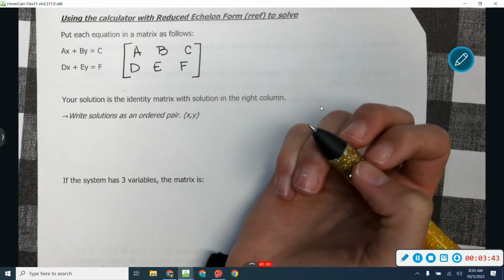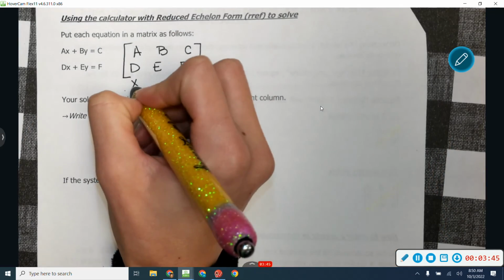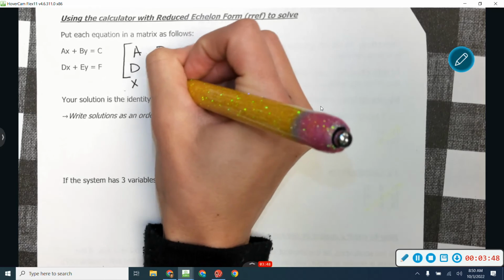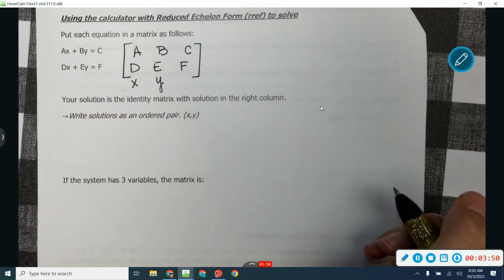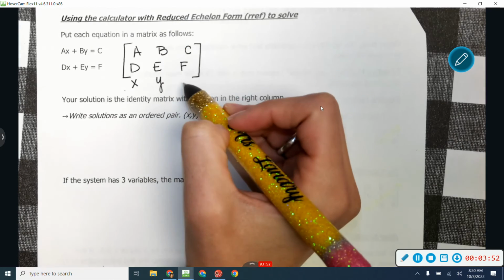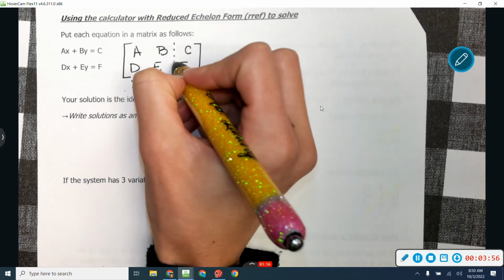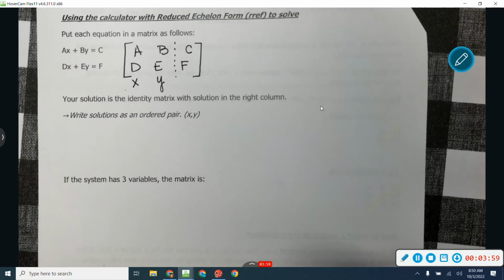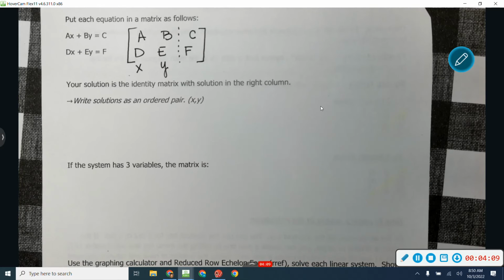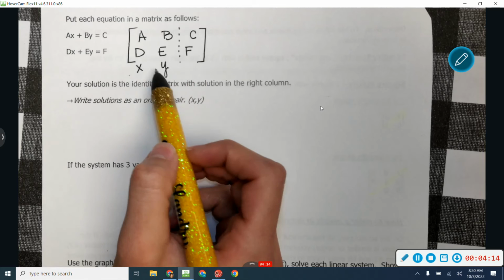Okay, so you're strictly doing numbers. Your first column are your coefficients of x and your second column is your coefficients of y. Your third column are just your constants that it's equal to. Okay, I typically, and most people, put a dashed line separating your variable coefficients from your constants so that you can see what's going to happen when we do our reduced row echelon form.